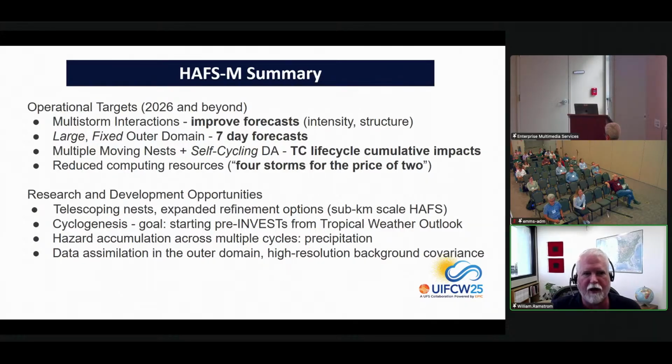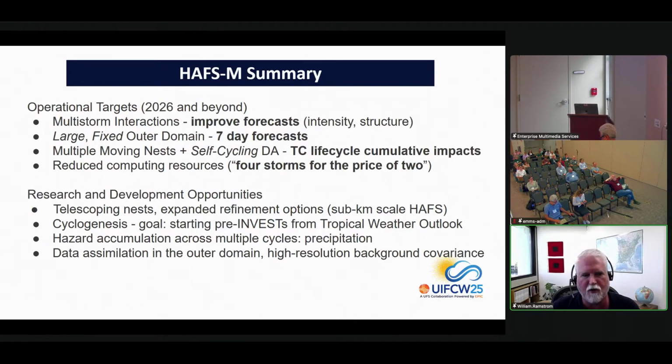So in summary, our operational targets for 2026 and beyond are to be capturing these multi-storm interactions to improve forecasts of intensity and structure and leverage the benefits of this large fixed outer domain. So getting some improvements in accuracy for that, as well as making it an easier platform to work on for the data assimilation side of the house. This also is possible using a reduced amount of computing resource compared to running many single storm configurations.